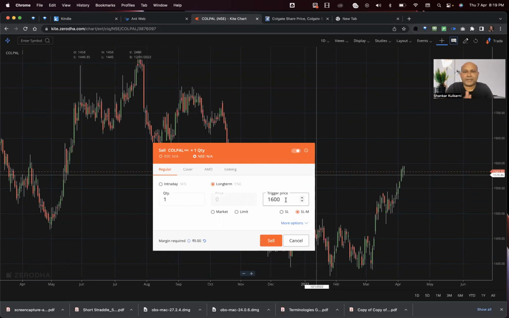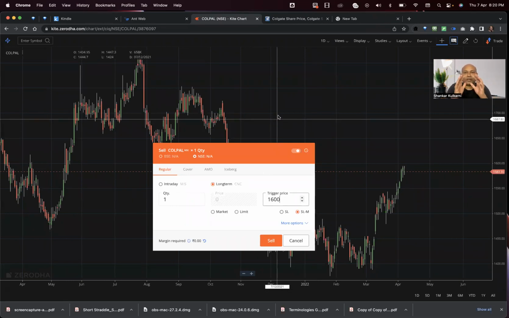Now, pro tip. When you are buying, choose SL. When you are selling, when you are placing a sell order, when you are exiting, choose SLM. And I want your genius mind to get activated and tell me why. Tell me why am I asking you to choose SL when you are entering, and when you are exiting, I am asking you to choose SLM. Let me know in the comment box. I would like to read your comments. So this is how you are going to be choosing SL and SLM orders.